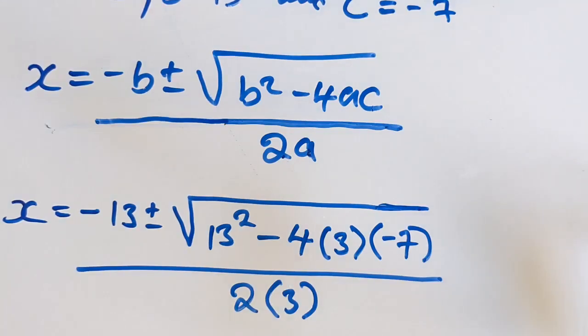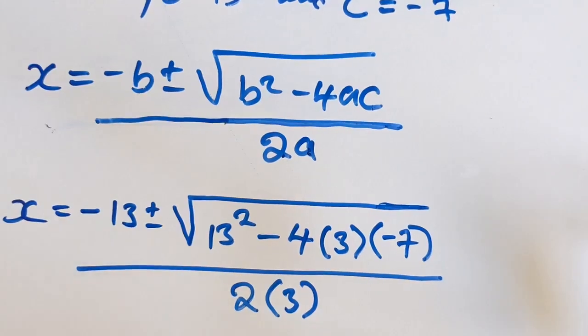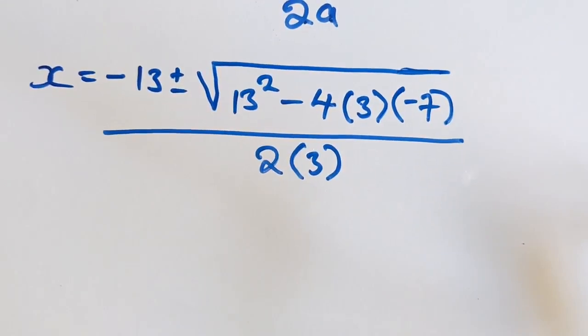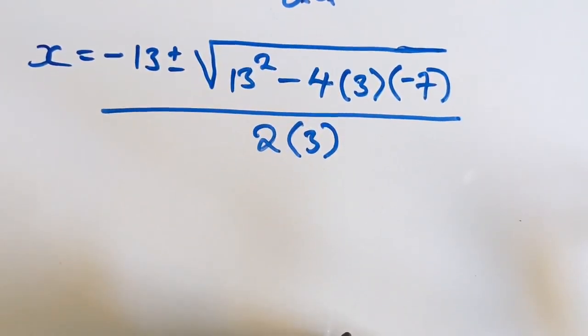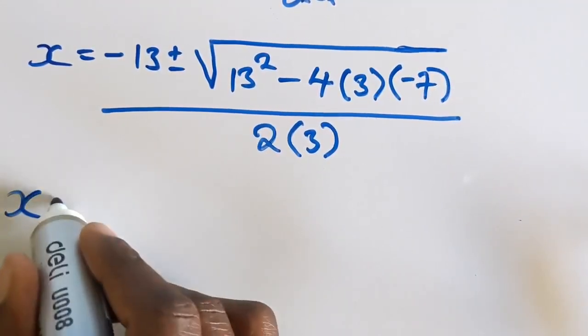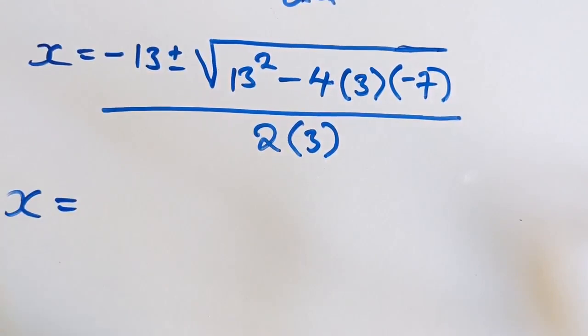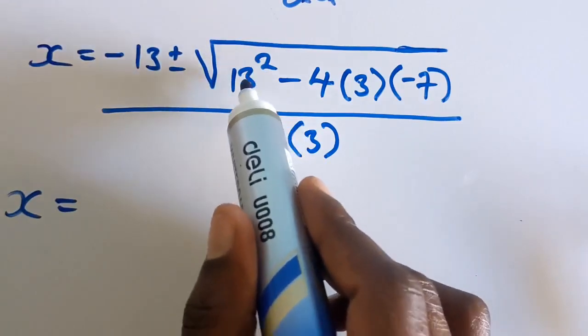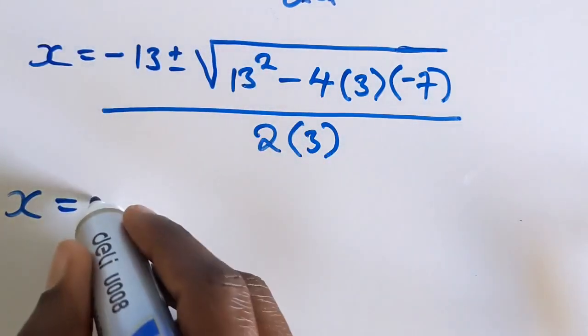Now the next step is to punch what you have in your calculator. Okay, so this is where people make mistakes. So what you are supposed to do, make sure that you follow the steps. So x is equal to, now what you're going to do is to start with what you have here. You get the square root of this, so we are going to copy this.